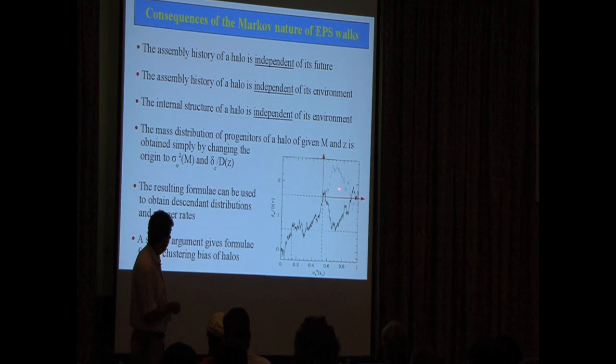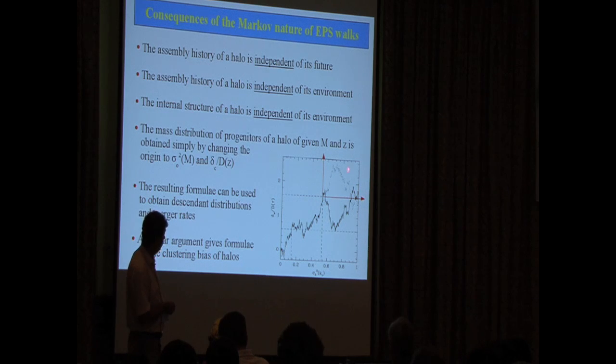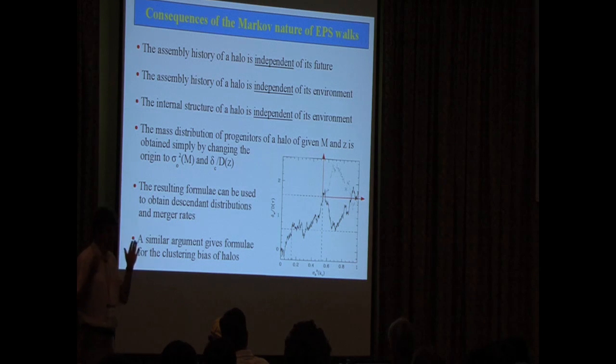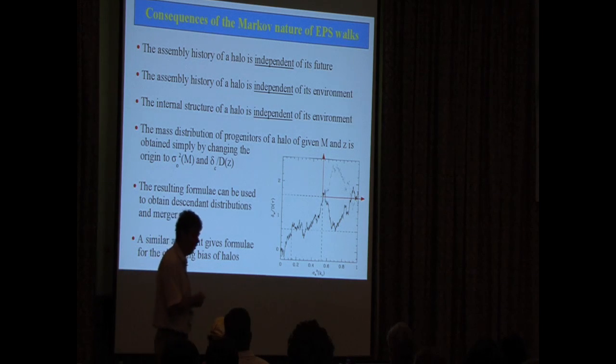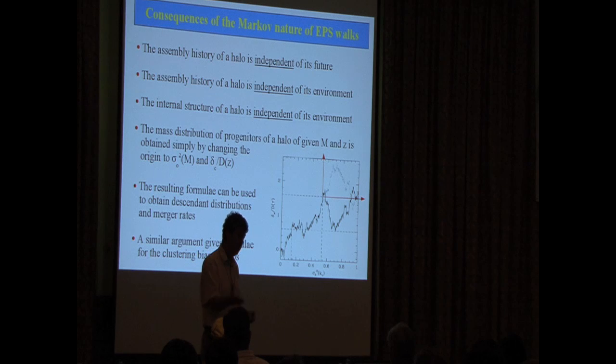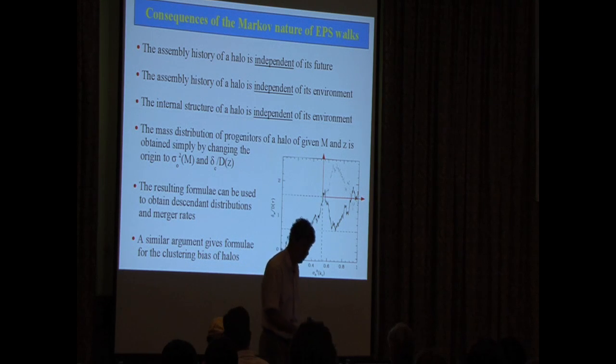So this means that what happens on the right here doesn't depend on whether we have the particular random walk you see here, or you have one which went like this, or you have one which went like this. They're all equally likely because this side doesn't depend on this side. So this means the way the halo is assembled doesn't depend on its future. And in particular, then, it doesn't depend on whether you happen to be high or low here or here. So it doesn't depend on its environment. So this model predicts that the way things are put together doesn't depend on what's going to happen to them in the future, whether they're in high or low density regions.